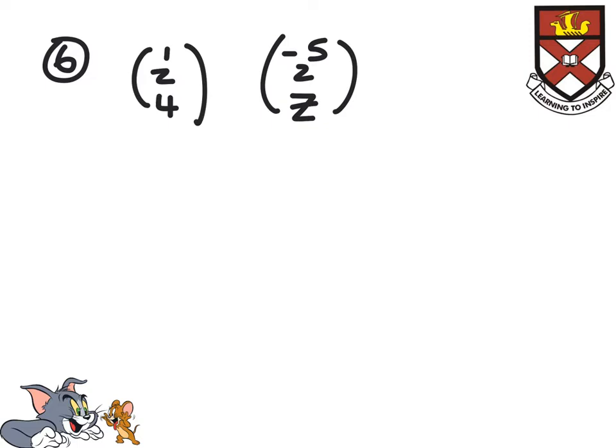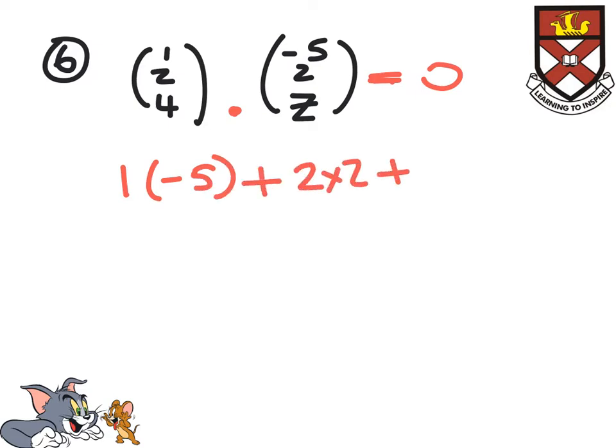Question 6. The vectors are perpendicular, so that means when you do the dot product, you should get 0. So we do 1 times -5, add 2 times 2, add 4 times z, and that's got to be 0. So you just solve that equation and you'll end up with z equals something.